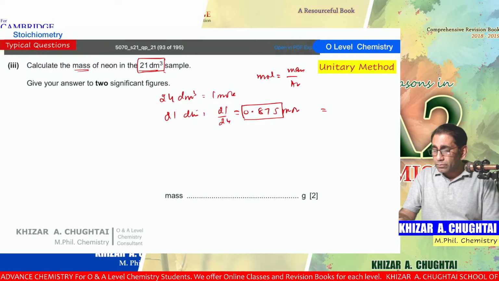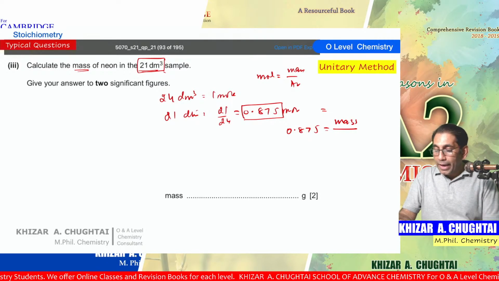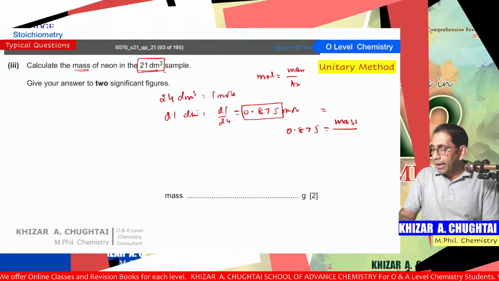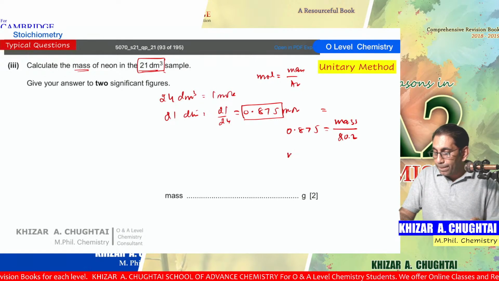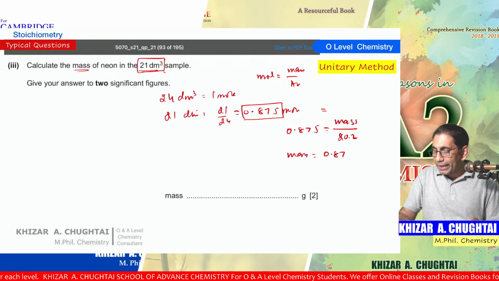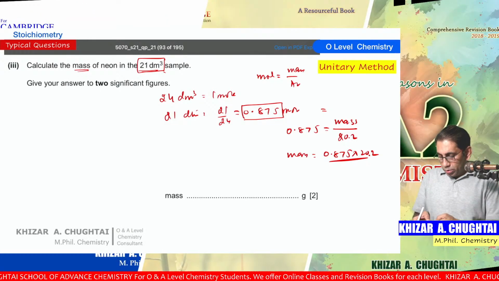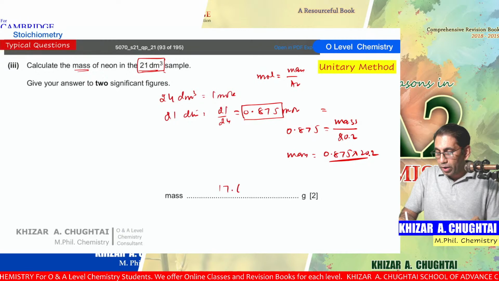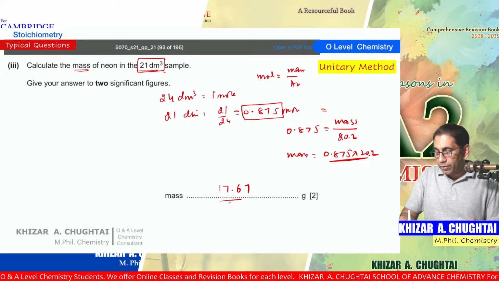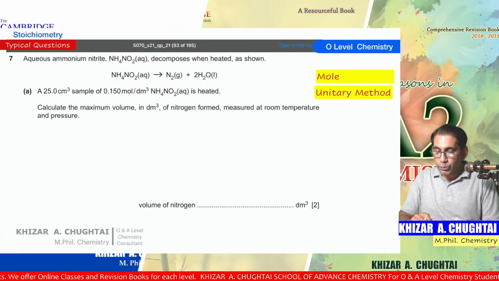So moles is equal to mass over Ar. 0.875 is equal to the mass, which we are going to find, over the Ar, 20.2 or simply 20. So the mass is equal to 0.875 times 20.2, and the answer is 17.675 and so on. So these are the typical questions.